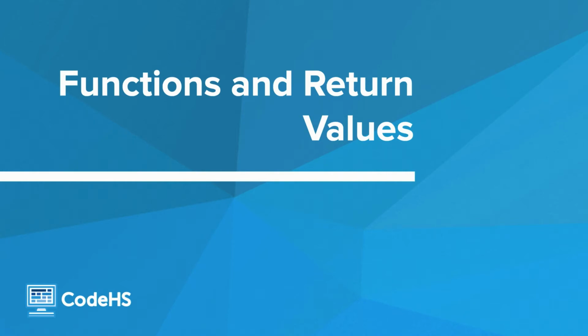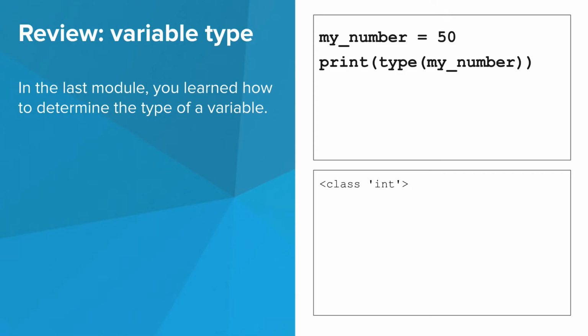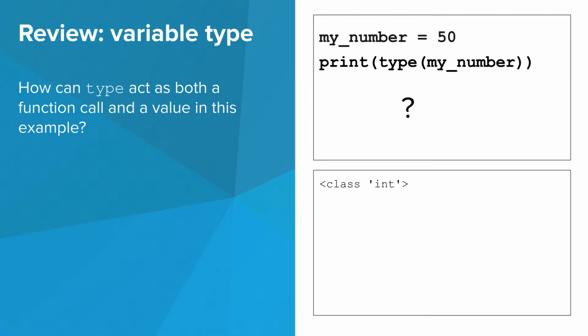Welcome back. This is the last video on functions, and it covers an important piece of the puzzle that's been mostly left out so far, return values. Think back for a second to when you learned how to determine the type of a variable. Now, print is always followed by some value that is printable. In this example, the word print is followed by a function call. So how can type act as both a function call and a value in this example?